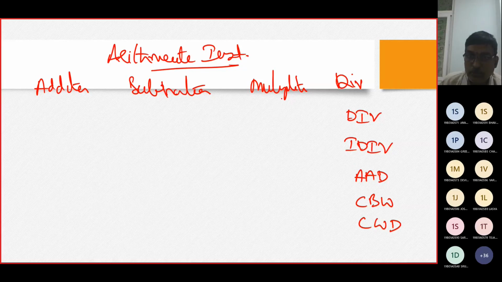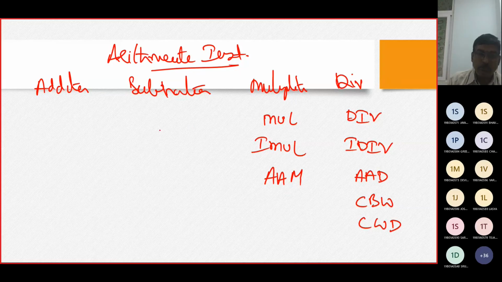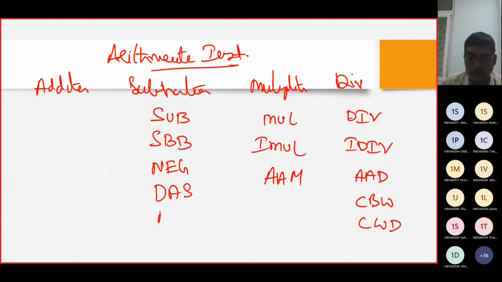Word is 16-bit, double word is double that, 32-bit. So in parallel for multiplication, we have MUL, and we have IMUL for signed multiplication. As we have ASCII conversions in multiplication, similarly we have ASCII adjust after multiplication, and these are the three things. And coming to subtraction, we have SUB followed by SBB, then the negate operation, then decimal adjust after subtraction, then ASCII adjust after subtraction.